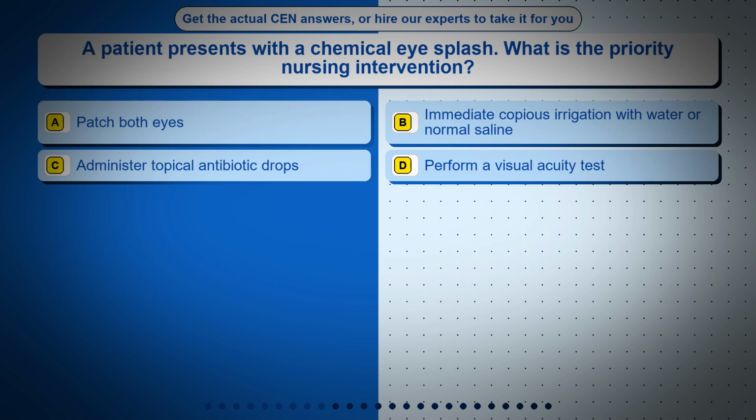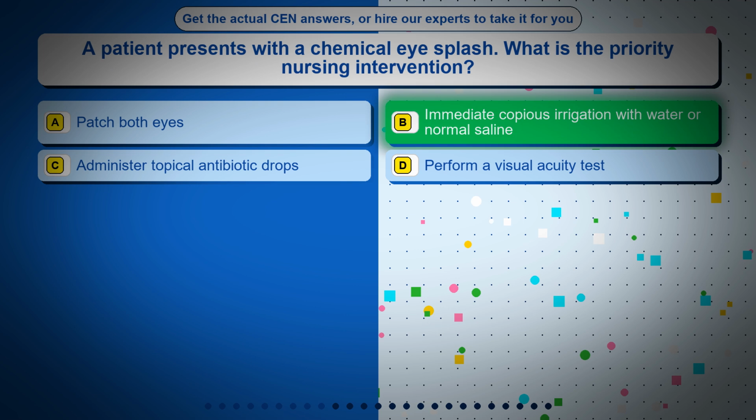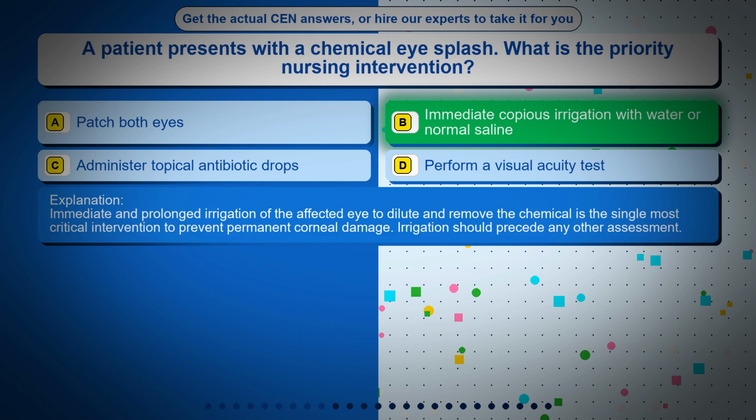Question 9. A patient presents with a chemical eye splash. What is the priority nursing intervention? Option A, patch both eyes. Option B, immediate copious irrigation with water or normal saline. Option C, administer topical antibiotic drops. Option D, perform a visual acuity test. The correct answer is Option B, immediate copious irrigation with water or normal saline. Immediate and prolonged irrigation of the affected eye to dilute and remove the chemical is the single most critical intervention to prevent permanent corneal damage. Irrigation should precede any other assessment.